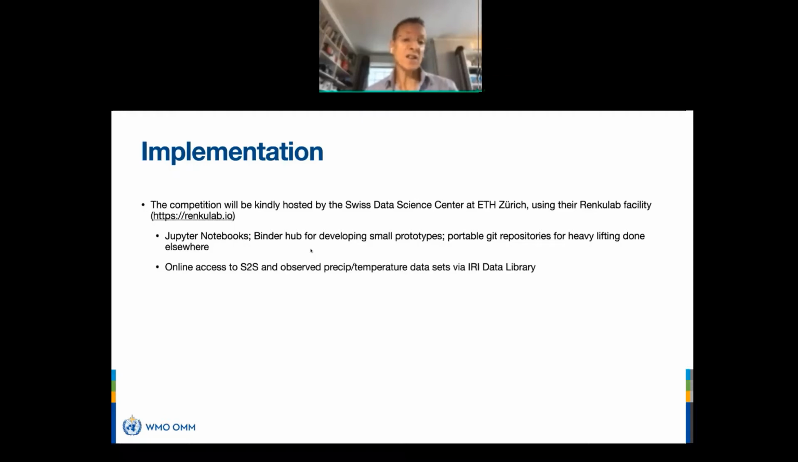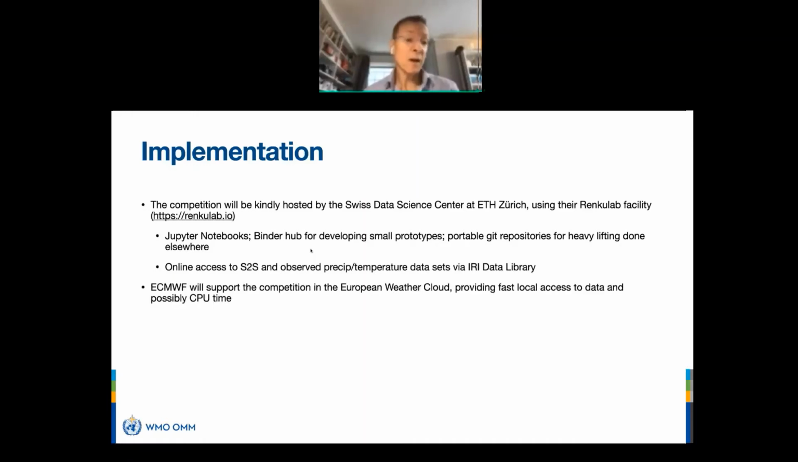So it's highly portable, and so heavy lifting can be done elsewhere. Online data access to the S2S database and observed temperature data sets via the IRI data library is available, but ECMWF will also be supporting this competition in the newly created European Weather Cloud. So that will provide fast local access to data and possibly CPU time for some of the heavy lifting experiments, but they can be done offline on people's own resources.